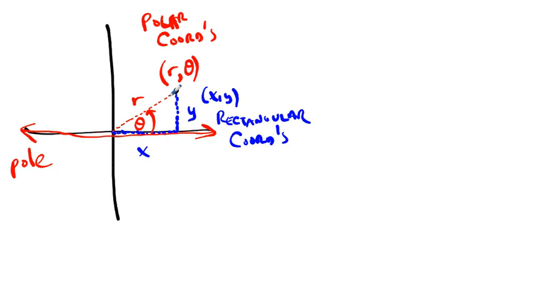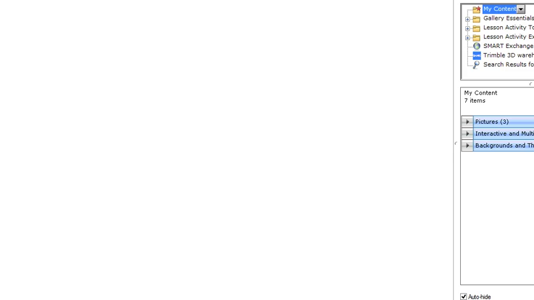Now, on the upside, if I give you a distance from the origin and an angle of rotation, that determines one specific point. But there are many different ways to say this, and I'll show you what I mean.